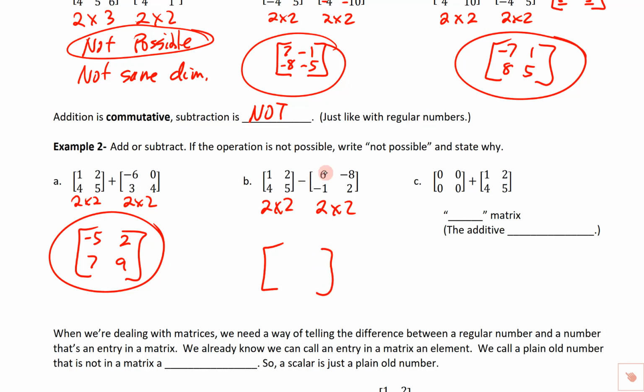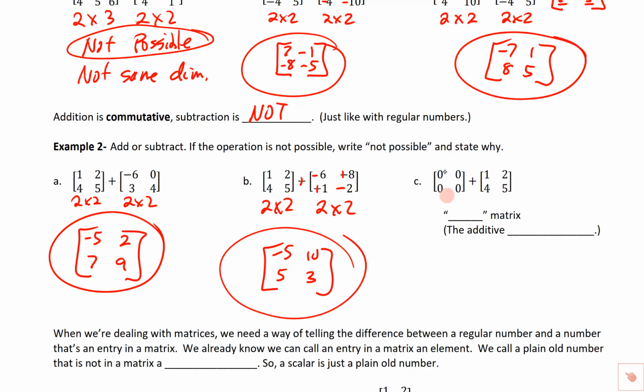I'm going to distribute that negative through there, so I'm going to make this a minus. That's going to be a plus. That's going to be a plus, and that's going to be a minus. So let's see what we've got here. We've got a 1 and a negative 6, so that's a negative 5. A 2 and an 8, that's going to be a 10. A 4 and a 1, remember that's a positive 1, so this is going to be a 5. And then we've got a 5 minus a 2, so that's going to be a 3. So we're going to go ahead and circle that, and we are all set.